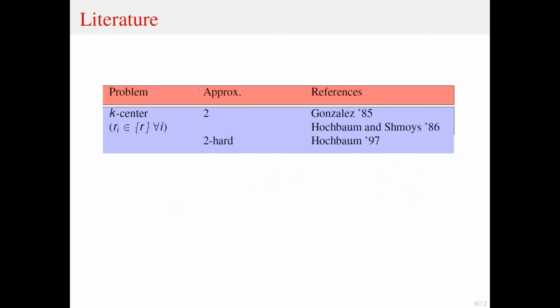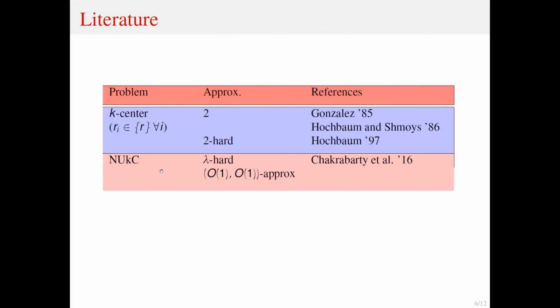Let me talk about some previous works on this problem. In the special case of K-center, 2 approximation algorithms are known. And these are all classical results. This 2 approximation factor is also tight. The general version NUKC was formulated very recently by Chakrabarty et al. And they showed that this problem is hard to approximate within any factor lambda. And they also obtained a constant bicriteria approximation where instead of K balls, you select a constant times K balls.